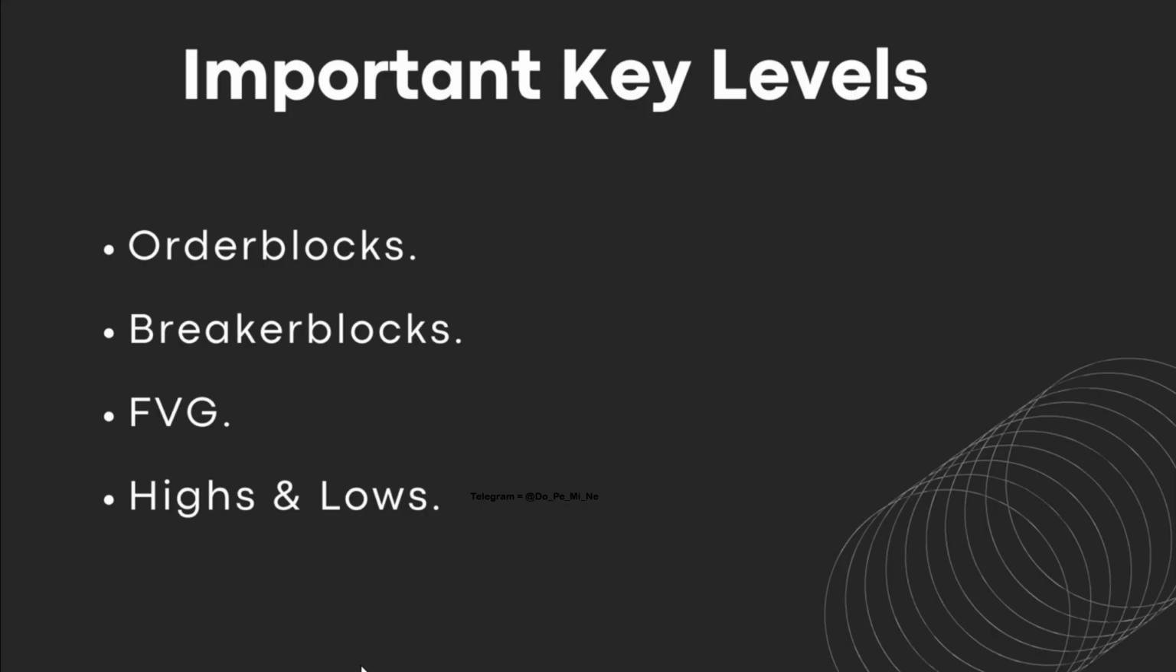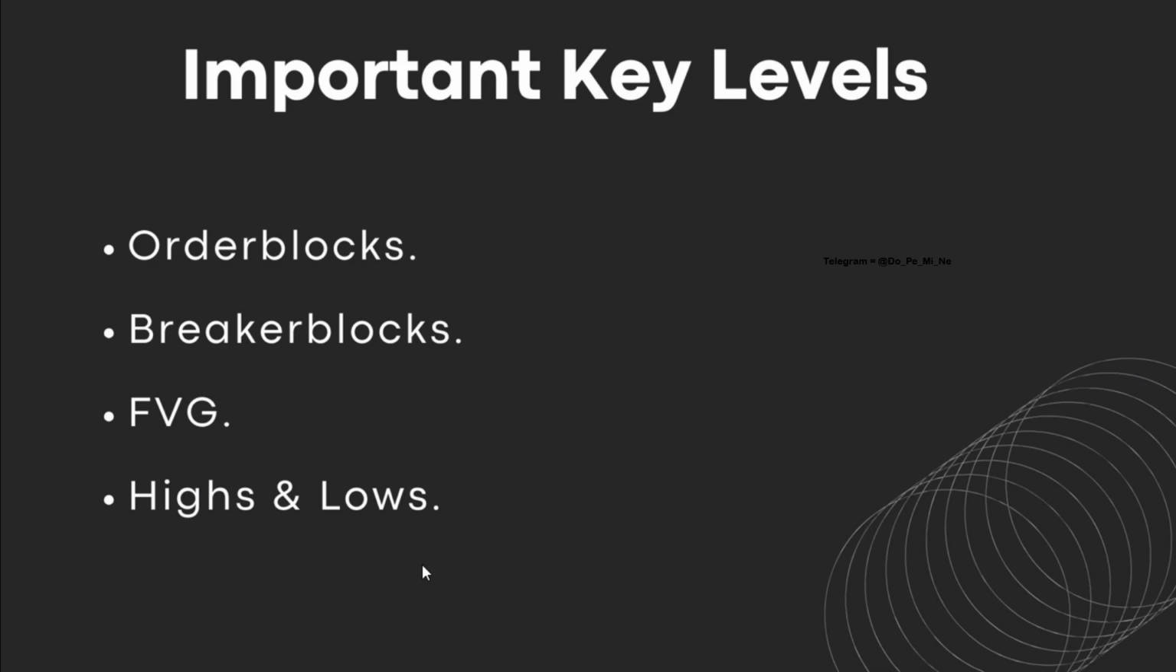Now, last but not least, the two most important key levels after an order block, which are highs and lows. Now, if I had to only choose two key levels for my trading, then I'd choose order blocks, highs and lows. These are the only two key levels I use most of the time in my trade ideas. I barely use breakers or FVGs. Most of my trade ideas are based around either order blocks, highs or lows.